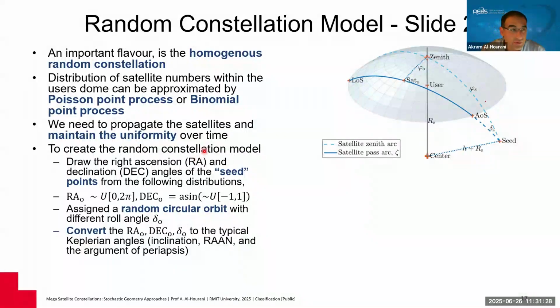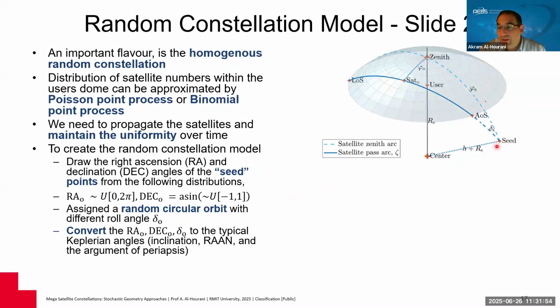You can use the coordinates called the right ascension and declination as a seed point. These are independent of Earth rotation. So basically the right ascension would be uniformly distributed around the z-axis, and then the declination will need to follow the arcsine of a uniform distribution between -1 and 1. If you use this distribution, the points will be homogeneous around the satellite shell.